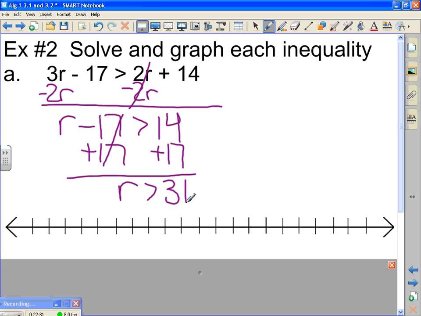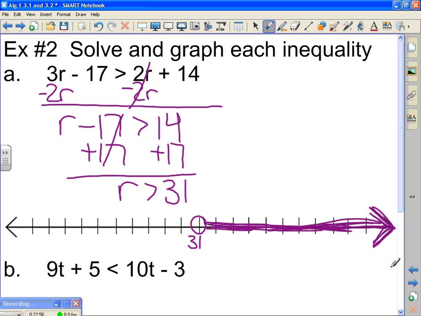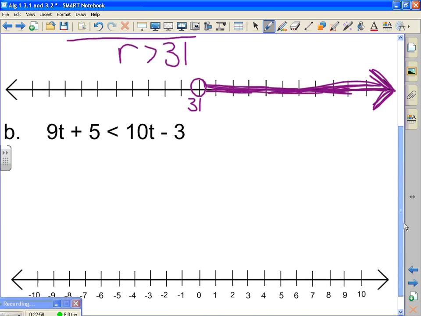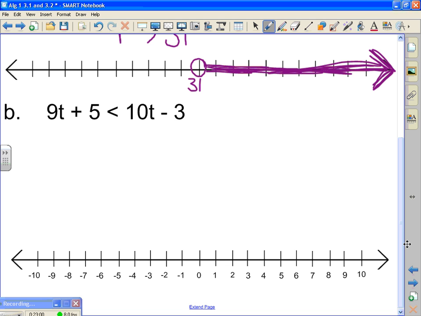good, 31. Now, put a 31, and then circle or dot. Excellent. Circle, shade to the, very good, the right. Make sure you can clearly see the shading. And the final question. Please solve B and graph it. Give you about a minute to do that.